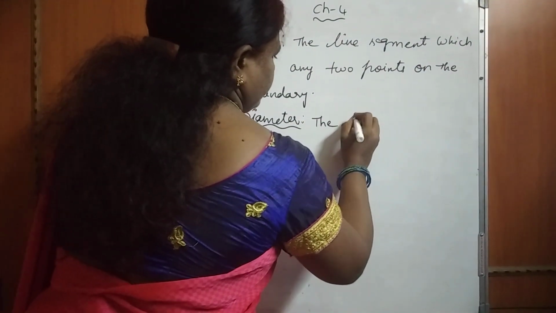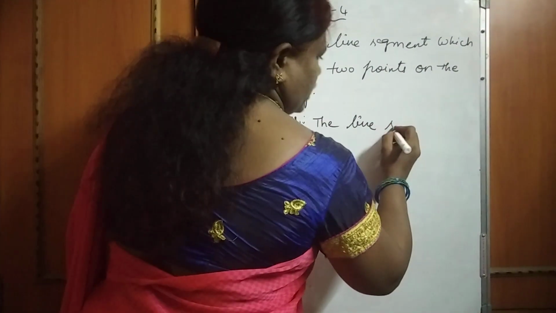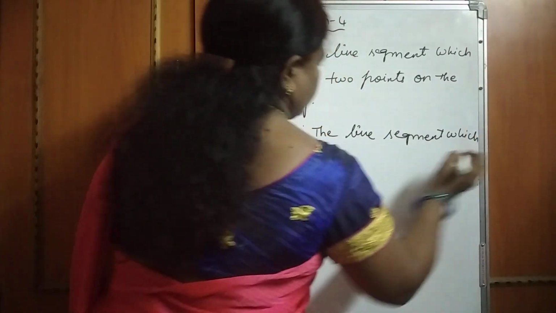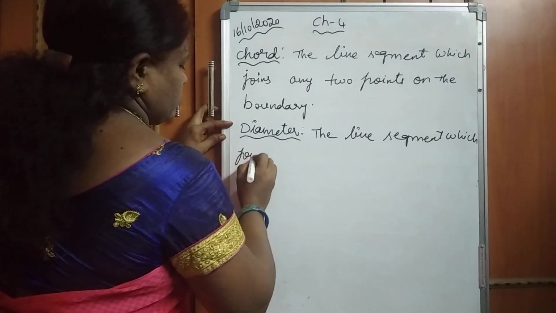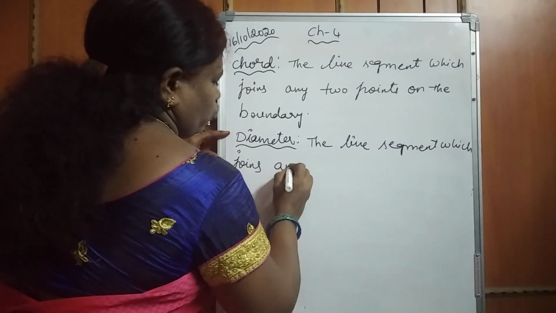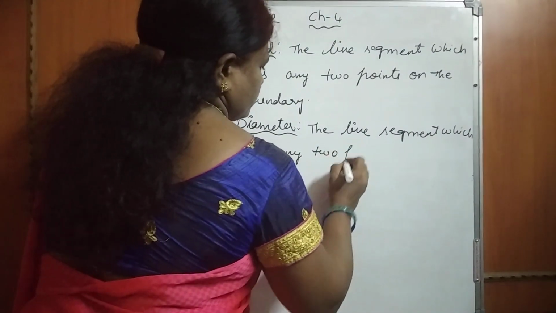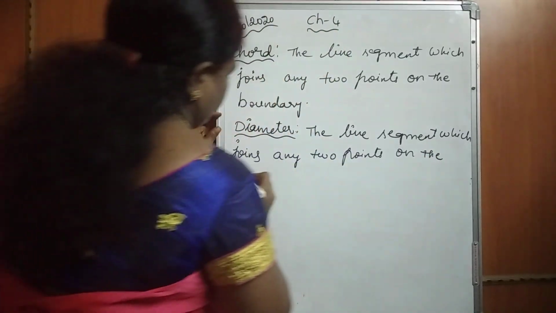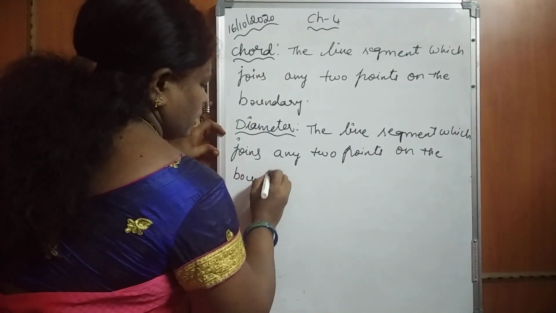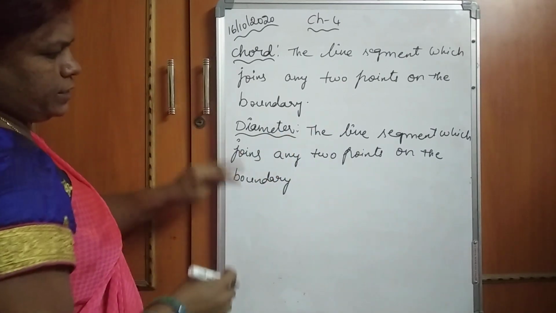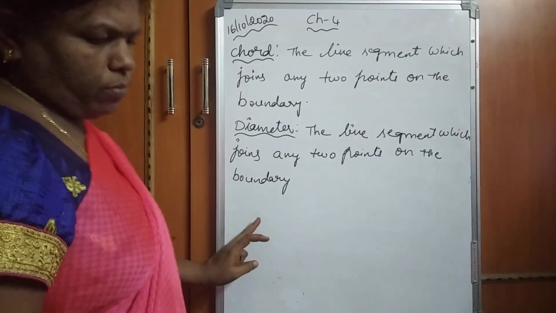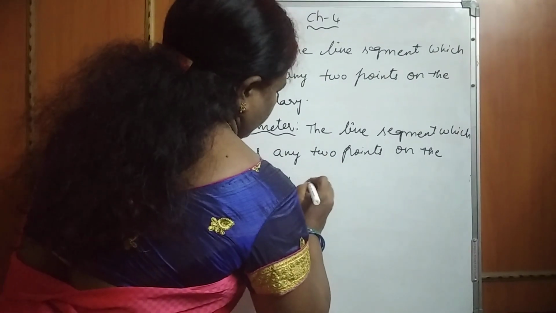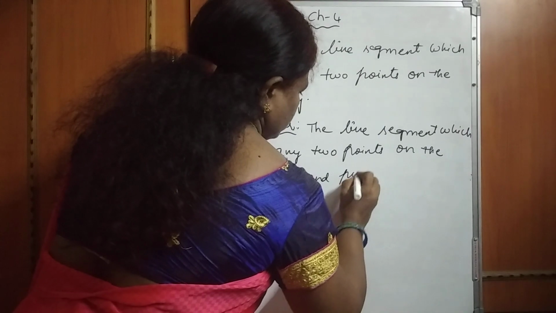Line segment, it is also a line segment, children, which joins any 2 points on the boundary, but this should pass through the center, which passes through the center.